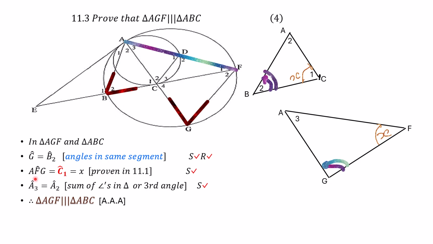Then we have AFG. So AFG forms angle F equal angle C1. Remember we had C1 equal T1, tan chord, and we had D1 equal angle F, also based off that angle tan chord. It was proven in 11.1, so therefore C1 and F are both X. That was proven. So all we are left with is E2 and E3.